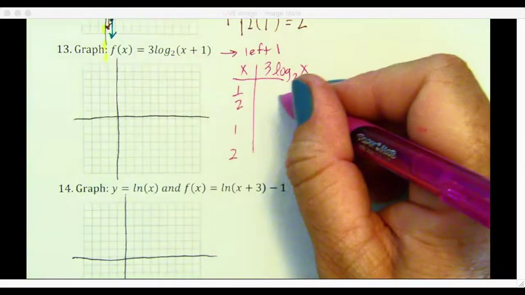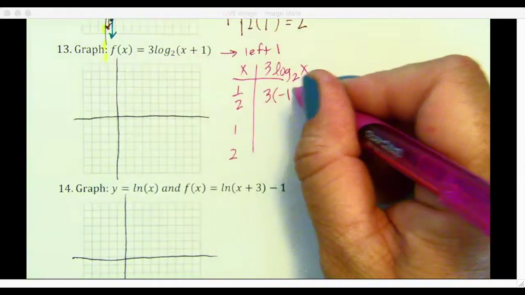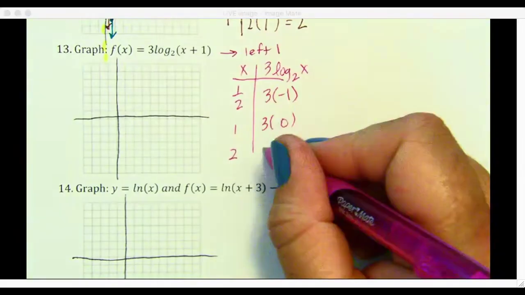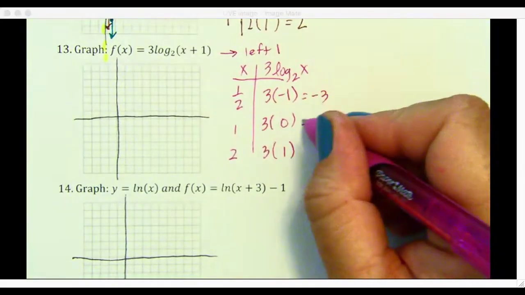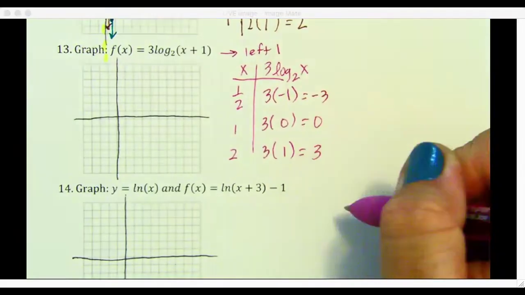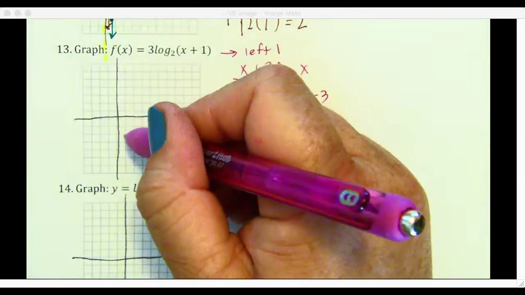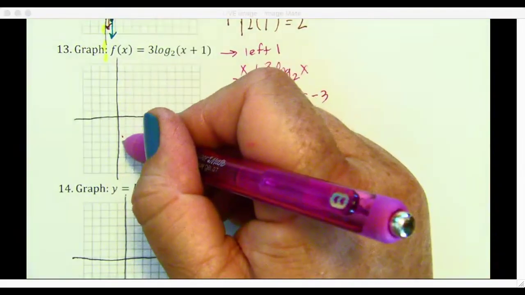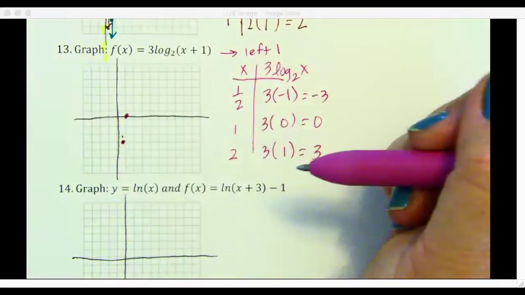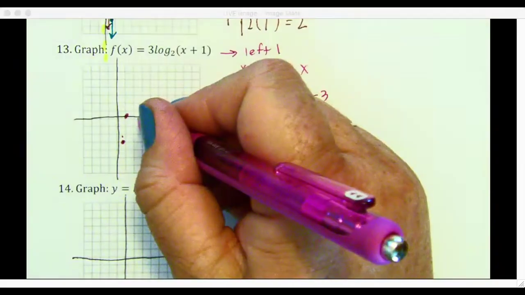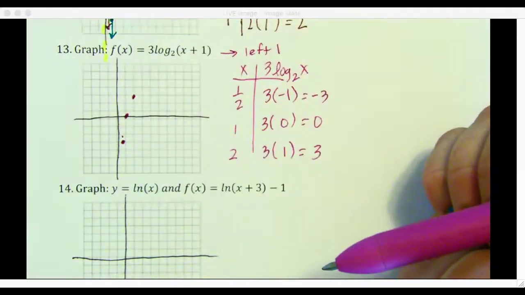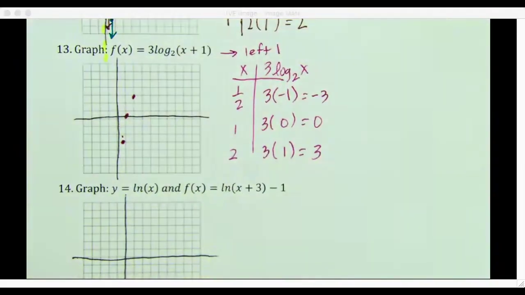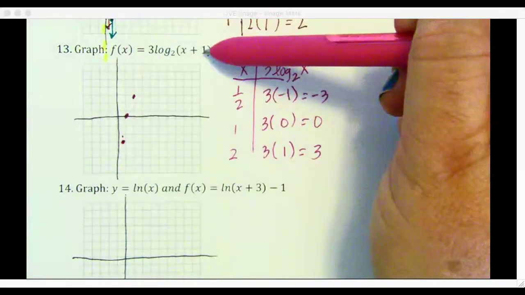I'm going to get out 3 times -1, 3 times 0, and 3 times 1, and that gives me -3, 0, and 3. So I have 1/2, -3; 1, 0; and 2, 3. You can see that this has really stretched it vertically, but I'm not going to actually draw that curve because they didn't ask for it. They only asked for the shifted graph.